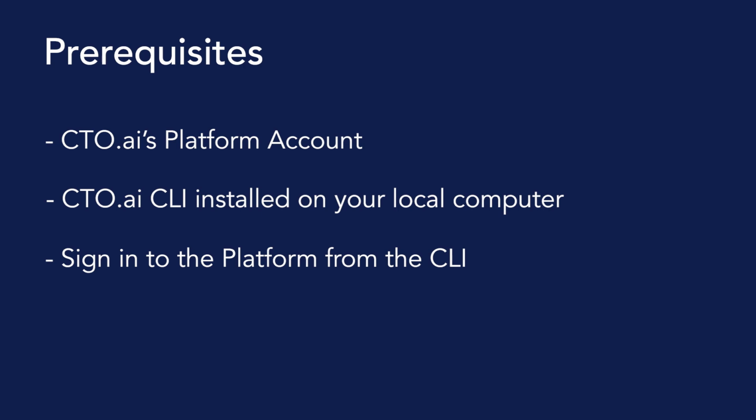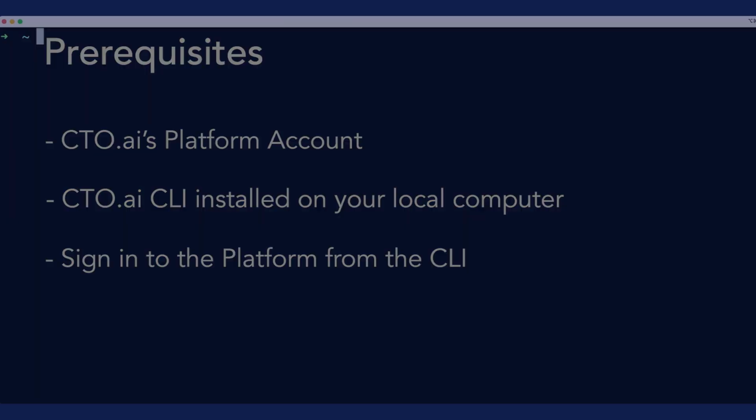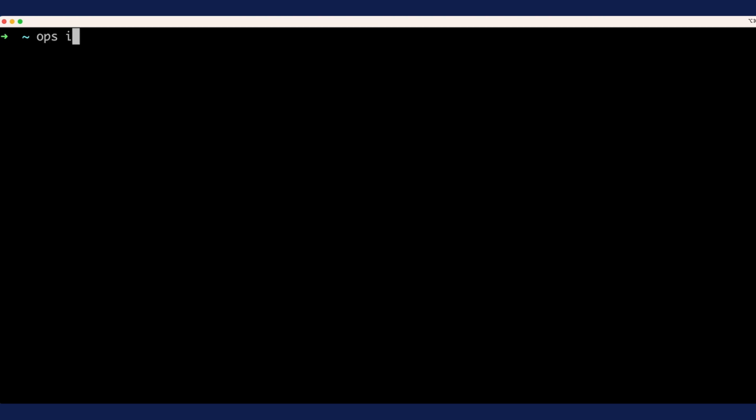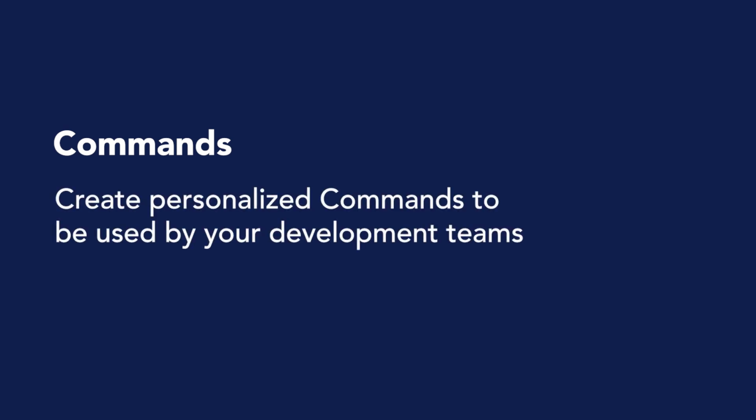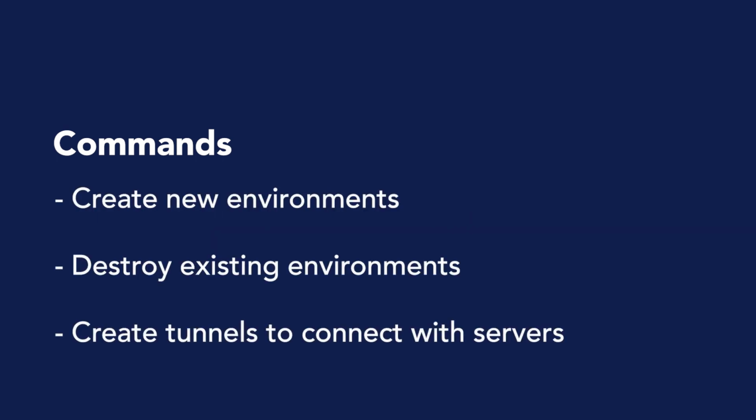To get started, let's open the terminal under the repository you wish to work with and then type ops in it. From here, you will see the workflow options available to get started. Here is a brief overview of each of them. Commands are for creating personalized commands to be used throughout the teams, such as creating a new environment onto a cloud, destroying an existing environment, or even creating tunnels to connect with servers.